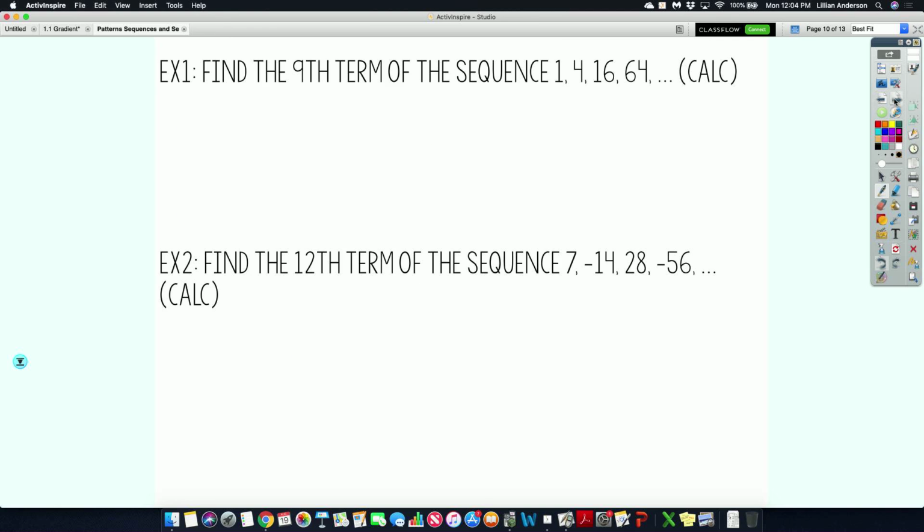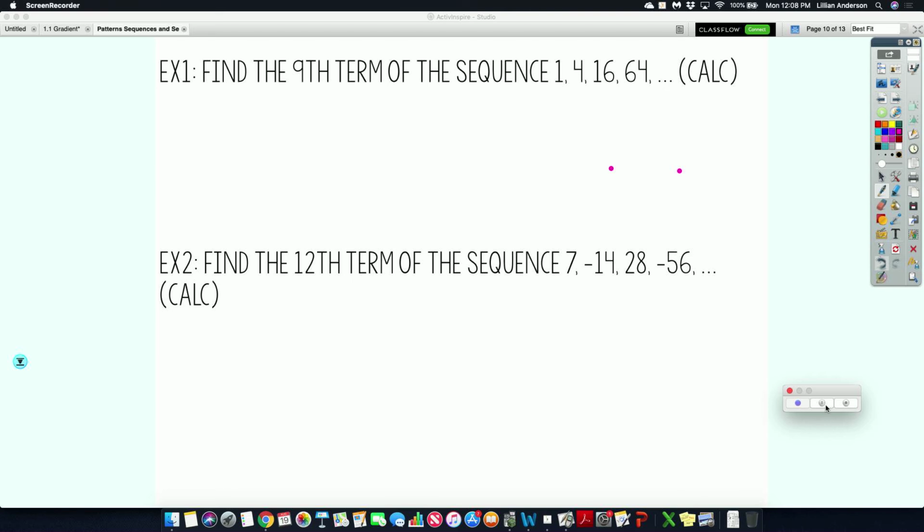We want to find the 9th term of the sequence, and we want to find the 12th term of the sequence. You're using that formula: u sub n equals u sub 1 times R to the n minus 1. You'll need your calculator for both of these. And I want you guys to do these on your own using the formula. See if you can, you have that skill. Use the formula to find your 9th term and your 12th term. And as tempting as it may be, show some work.